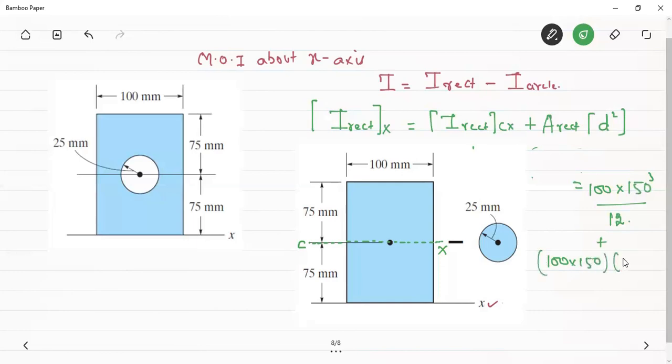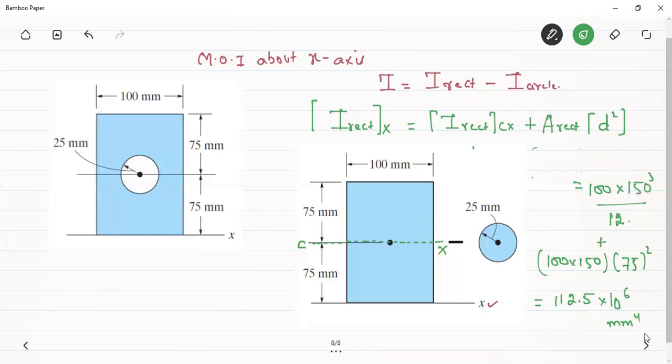The square of the distance between these two axes is equal to 75. So we can see that the moment of inertia of the rectangle about the x-axis will evaluate to 112.5 into 10 to the power 6 mm4. This will be the result after the simplification.